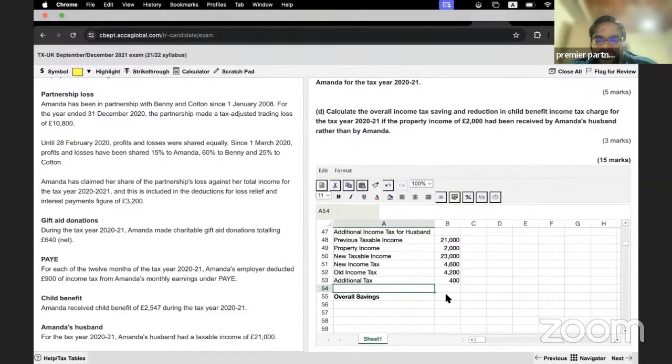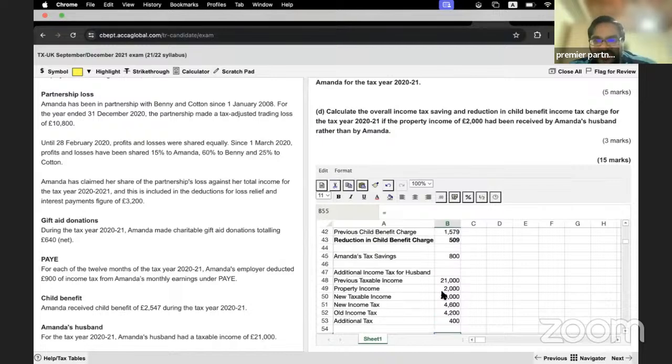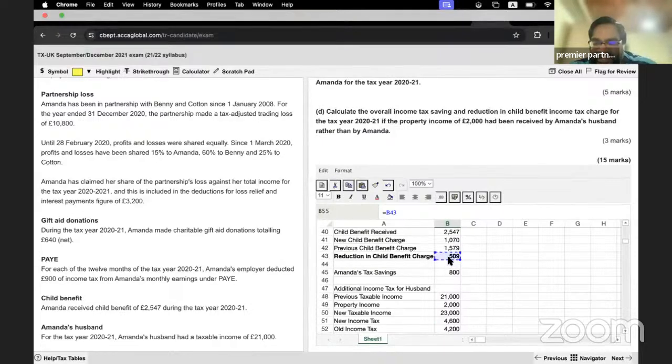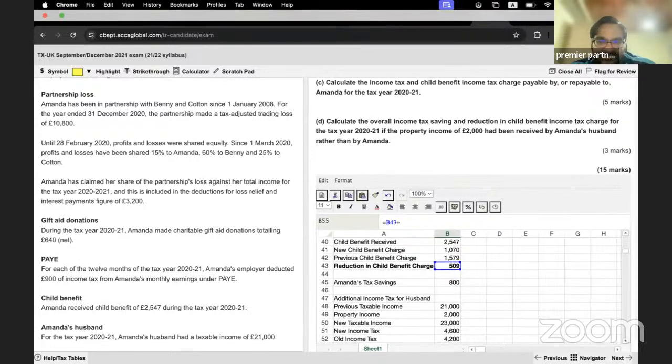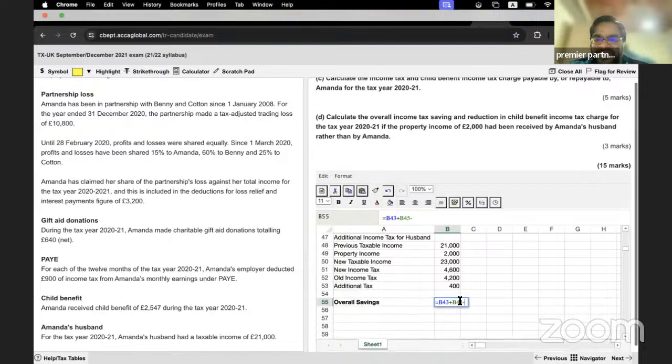Right. So overall, from Amanda's point of view, by this 509, there would be a tax saving. By this 800, there would be a tax saving. But from her husband's side, there would be additional tax of 400. So overall, 909 pounds will be saved. Are we agreeing on that? Right. So we did 2 questions from this particular past paper. Any queries on what we have done today?